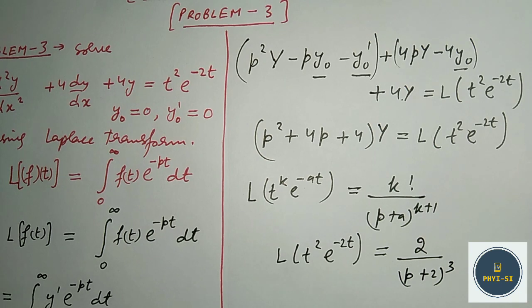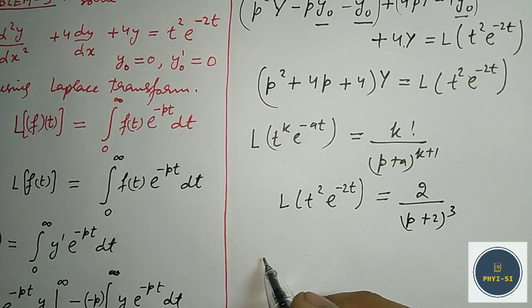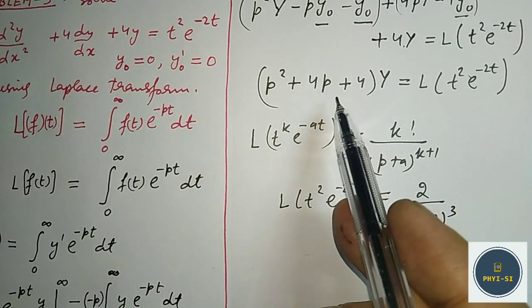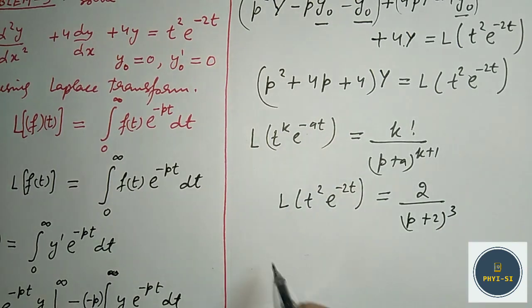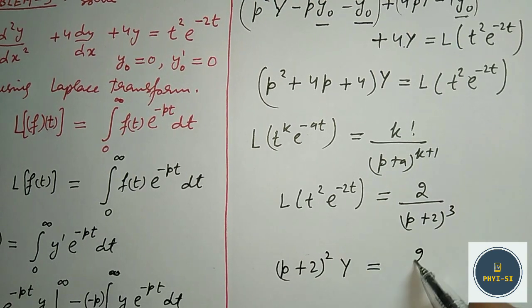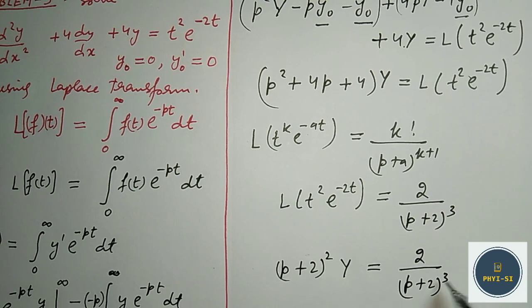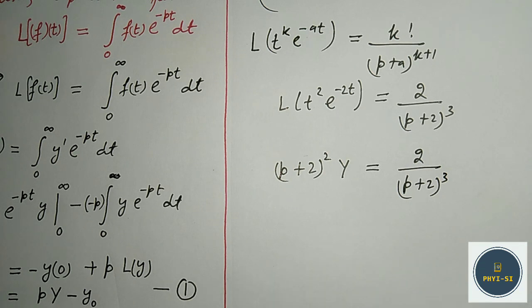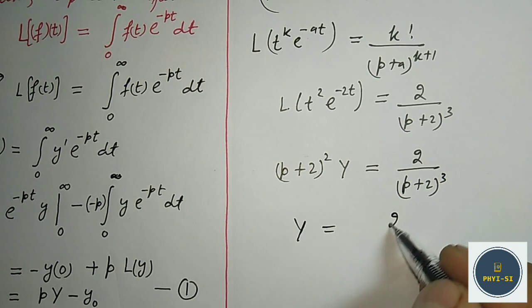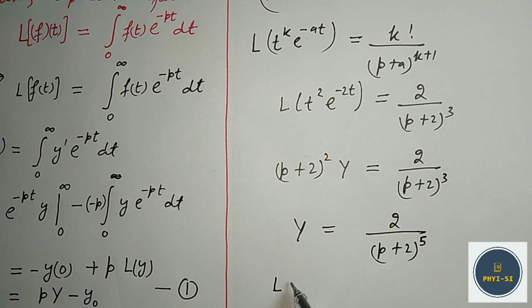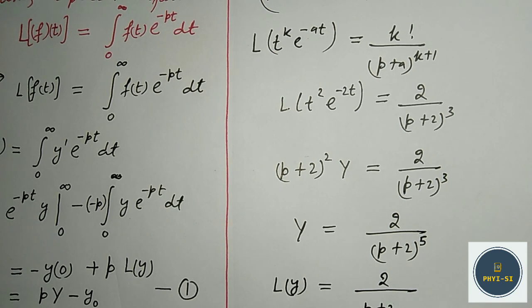Let me put it. This p square plus 4p plus 4 is equal to p plus 2 whole square. So I can write p plus 2 whole square Y is equal to 2 over p plus 2 cube. Now Y is equal to 2 divided by p plus 2 raised to power 5. And what is Y? Y is the Laplace transform of y, which is equal to 2 upon p plus 2 raised to power 5.